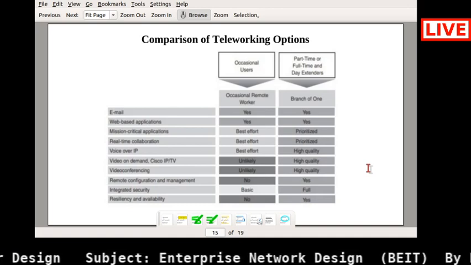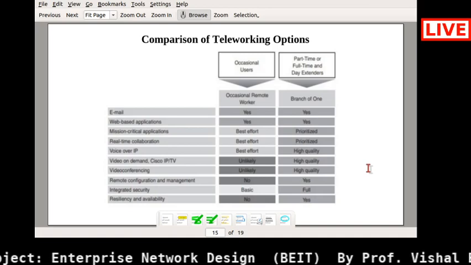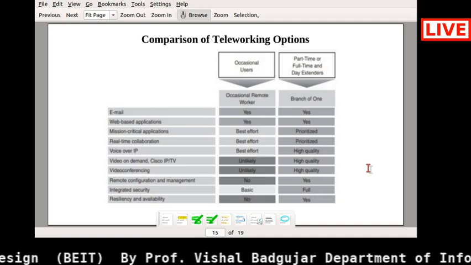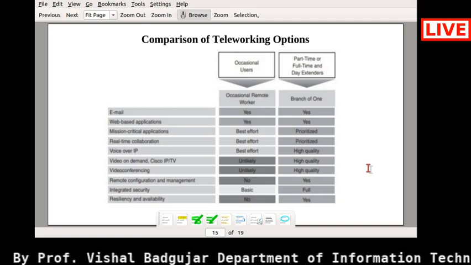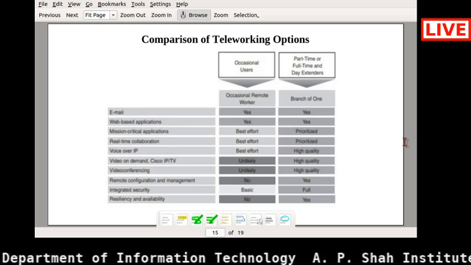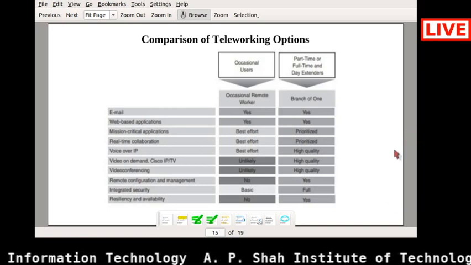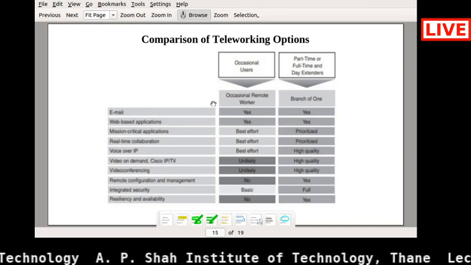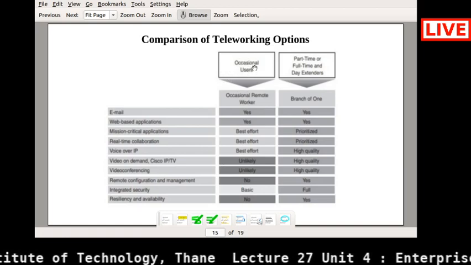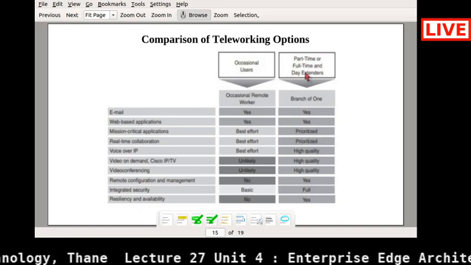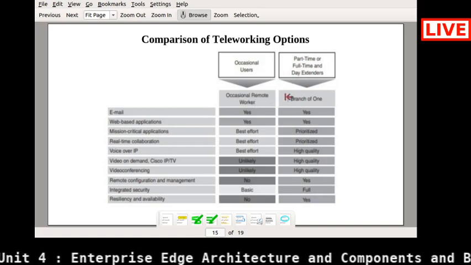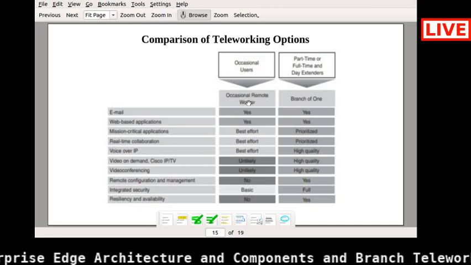From remote locations, with remote access, they are going to use all the resources of the enterprise, and by using that, they can complete their work. So this is nothing but this. If you see in this particular diagram, I have made two sections. The first one is your occasional users, the second one is part-time or full-time or daily extenders. These are nothing but what we can call the branch of one or the occasional remote worker.